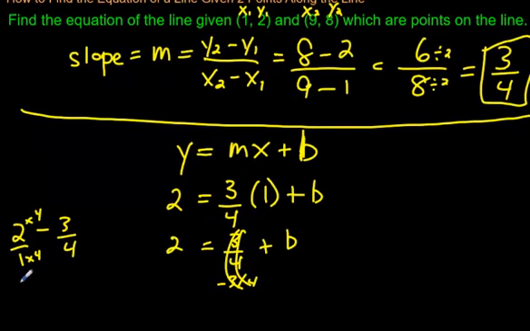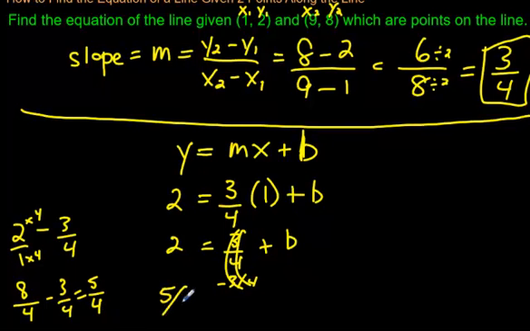So we really have this. 8 over 4, which is 2, right? 8 over 4 minus 3 over 4. Now when you subtract the tops, you go 8 minus 3, you're going to get 5. And on the bottom, you keep the 4 actually. You just keep it. So we're going to have 5 over 4 equals b. 5 over 4 is our y-intercept.